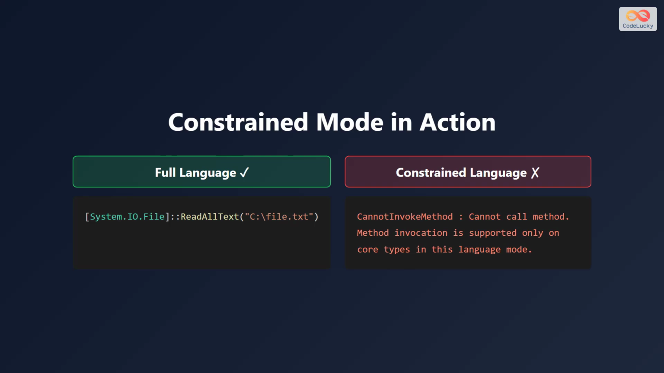Let's see a practical example of how constrained language mode works. In full language mode, you can call static .NET methods directly, like using System.IO.File::ReadAllText to read a file. However, in constrained language mode, this same command will fail with an error message saying, "Cannot invoke method. Method invocation is supported only on core types in this language mode." This demonstrates how the mode actively prevents potentially dangerous operations from executing, even if the command syntax is correct.